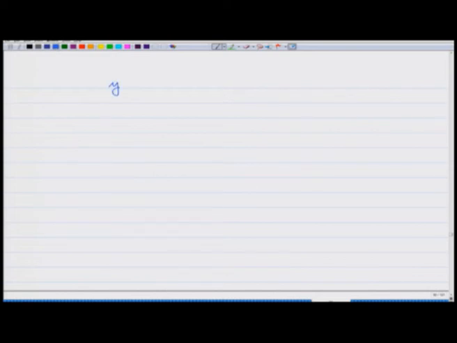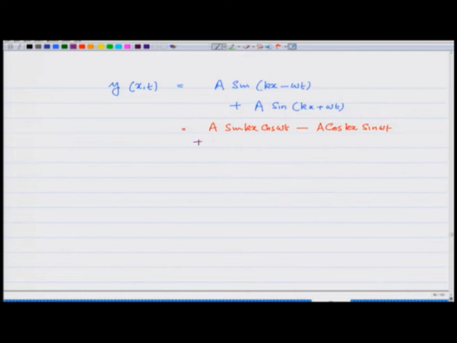So, the net result y x t at any given point is going to be a sine of kx minus omega t plus a sine of kx plus omega t, and I can expand this and write this as a sine kx cosine of omega t minus a cosine of kx sine of omega t plus a sine kx cosine of omega t plus a cosine of kx sine of omega t. And if I add these, I get y x t, which is of the form 2a sine kx cosine of omega t, because the second term cancels.